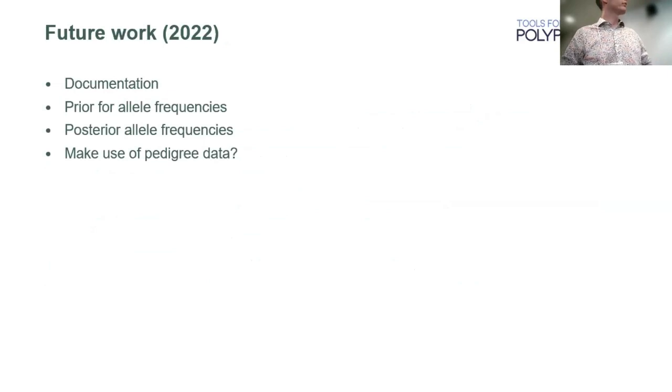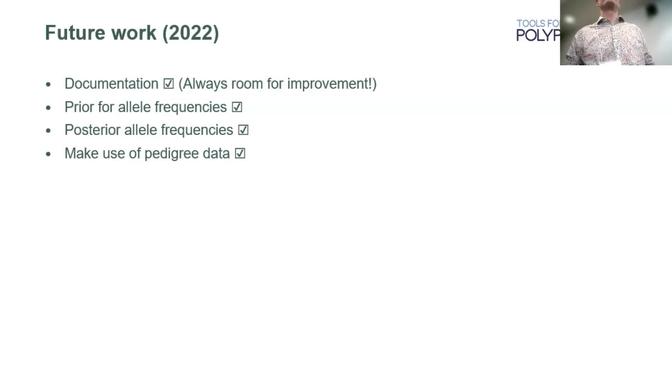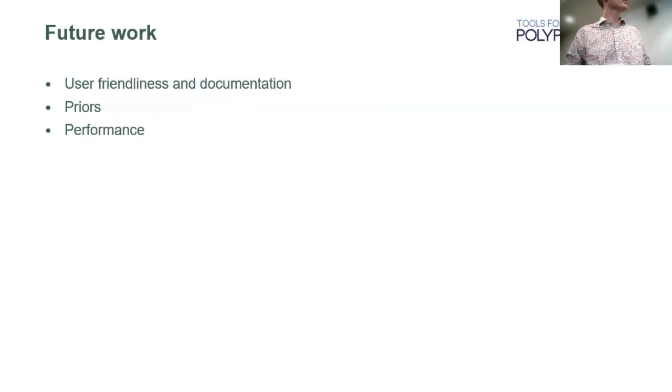Way back, well, I'm way ahead of time. Way back in 2022, I had this list of things I want to improve on. Make use of pedigree data, question mark, was in there, so I think I can tick that one off now, almost. Documentation has been improved. Always room for more improvement, and I do intend to do more of that in the future. But some of the other features that we promised around use of prior allele frequencies and reporting posterior allele frequencies have been implemented.